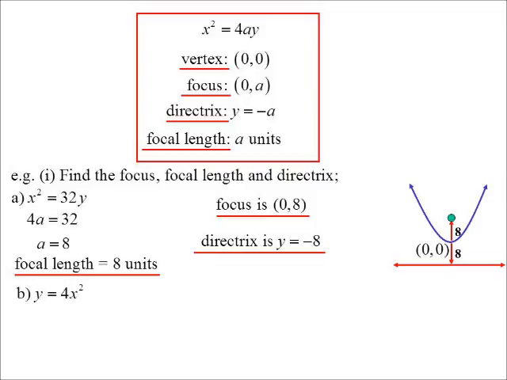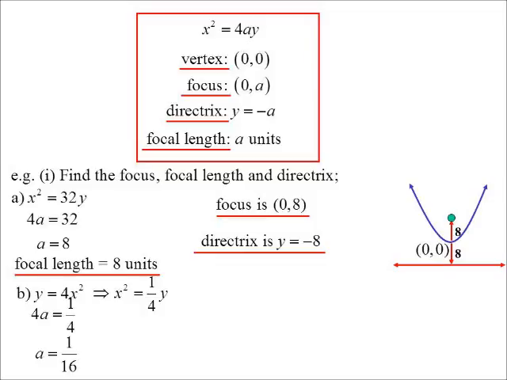So y equals 4x squared. That's how we're used to seeing it. So before I can work it out, I need to get it in the form x squared as the subject. So we want x squared equals 4ay. So I just rearrange it. It becomes x squared is a quarter y. So this one, 4a is a quarter.